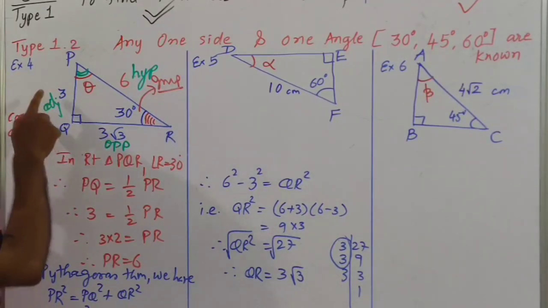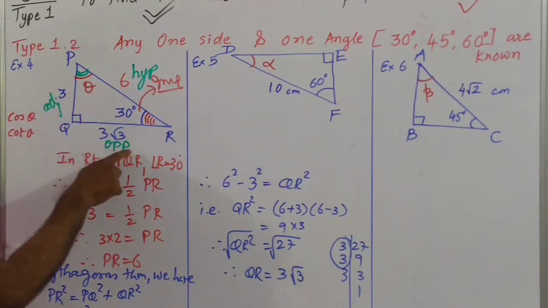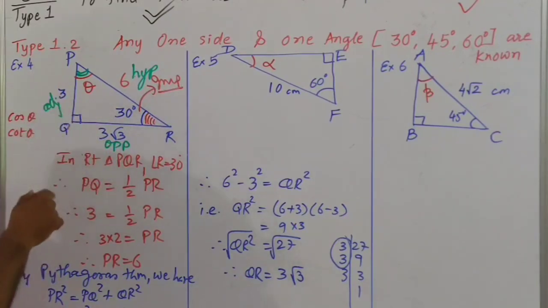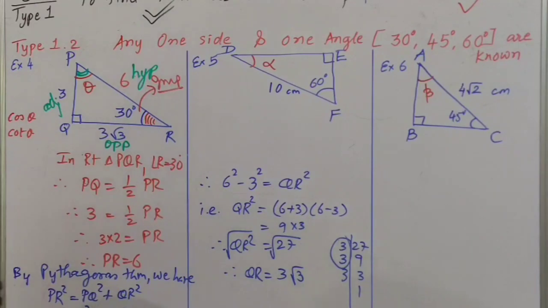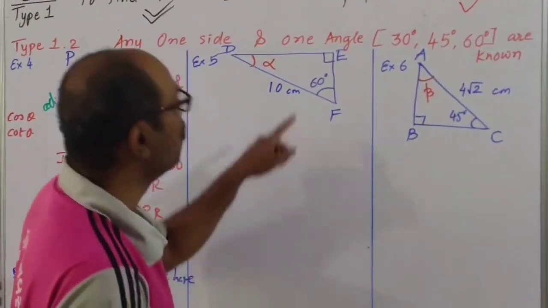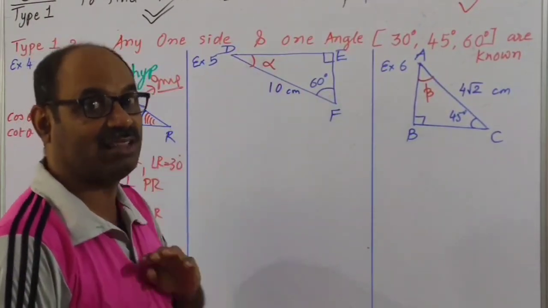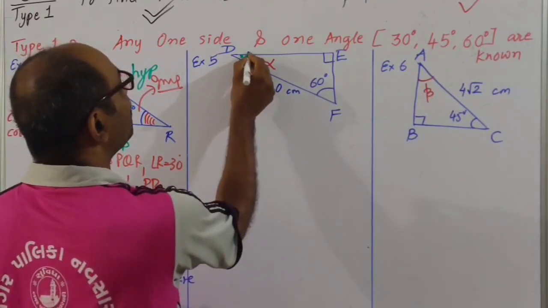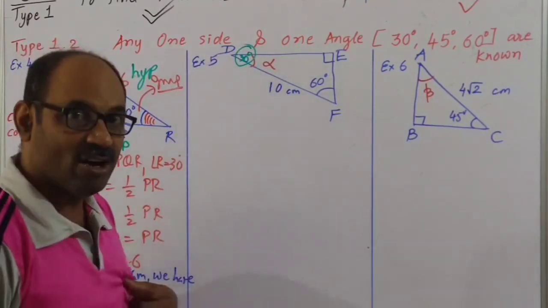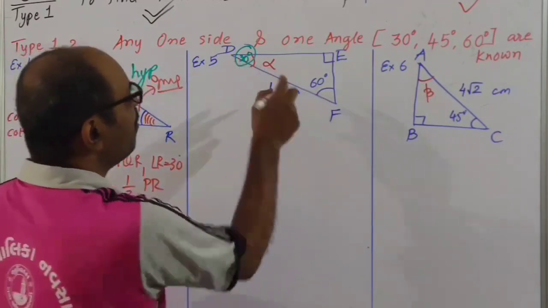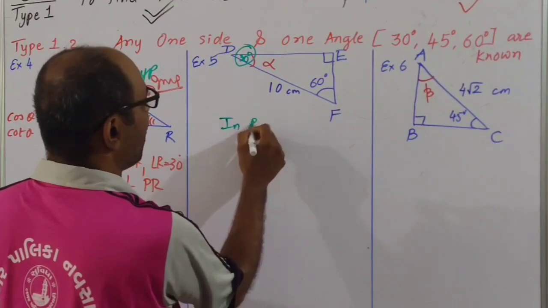Cot theta is adjacent upon opposite. Therefore, 3 upon 3 root 3. 3 and 3 cut, so 1 upon root 3. Got it, children? Okay. Same way, here you have the measure of angle 60 and not 30. But you can imagine, then this must be 30. This should be 30, right? That is 30.